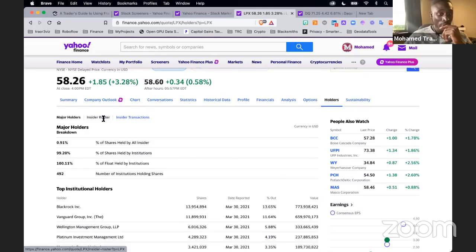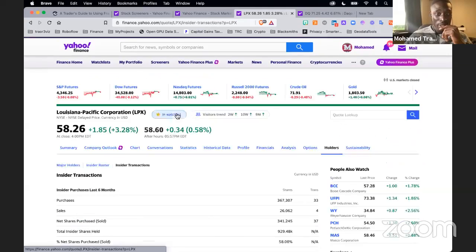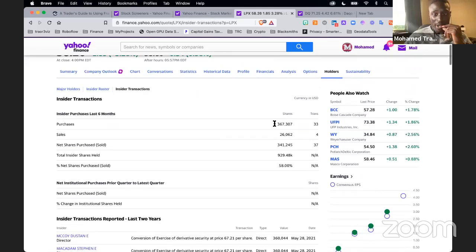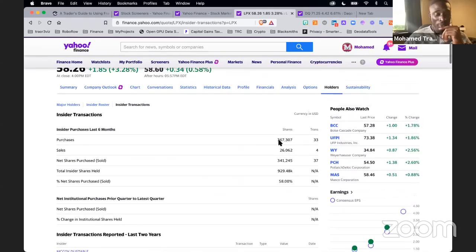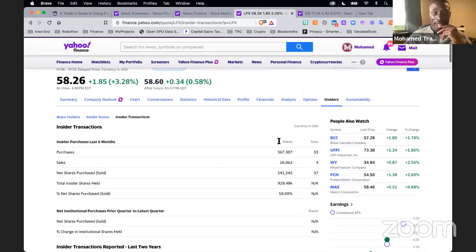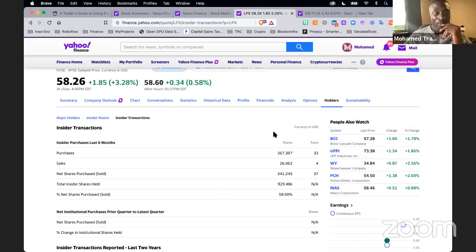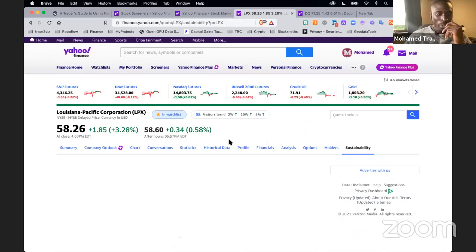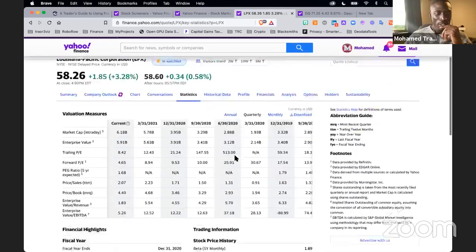See the insider roster, the recent insider transactions, whether they've been buying or selling shares as well. If you got a lot of insiders selling shares and you kind of see a bearish trend, it's usually not a very good sign. Sustainability, not much on that. Let's look at some of these statistics.